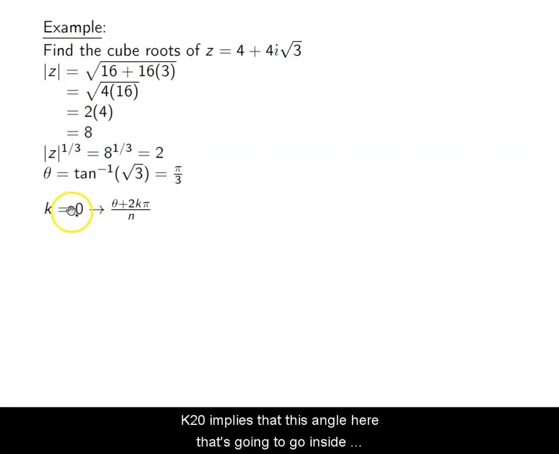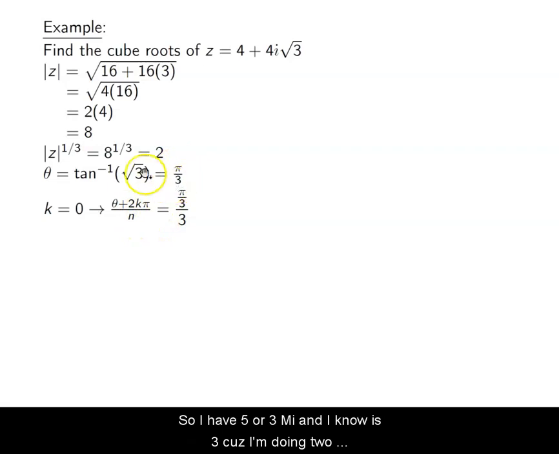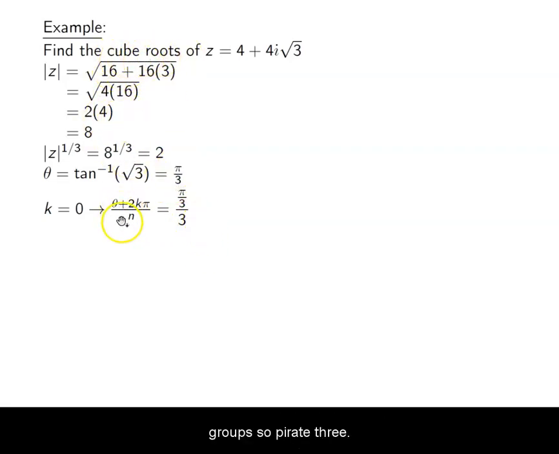So k equals 0 implies that this angle that's going to go inside of my cosine and my sine is just theta over n, because when I plug in 0, the 2k pi disappears. So I have pi over 3. My n I know is 3 because I'm doing cubed roots. So pi over 3 over 3, and this turns into pi over 9. Okay. I'm going to look at k equals 1.